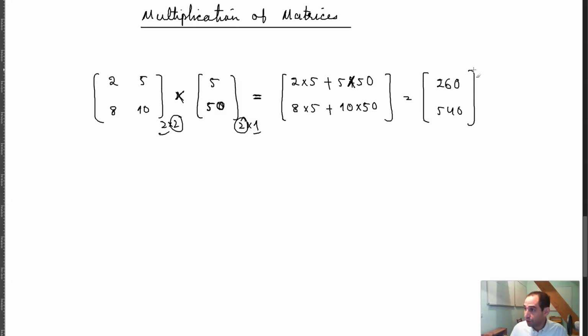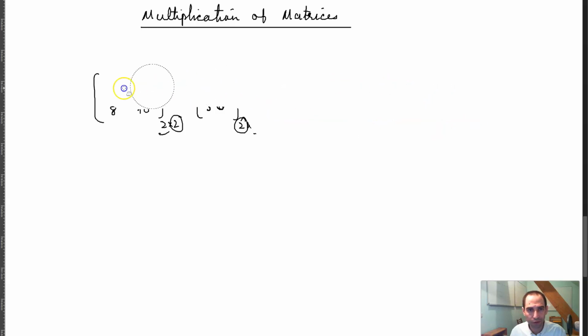Now, through this simple example, it's actually possible to understand why we take this row and multiply it by this column, or why we take this row multiplied by this column and write it here, and so on and so forth, right?